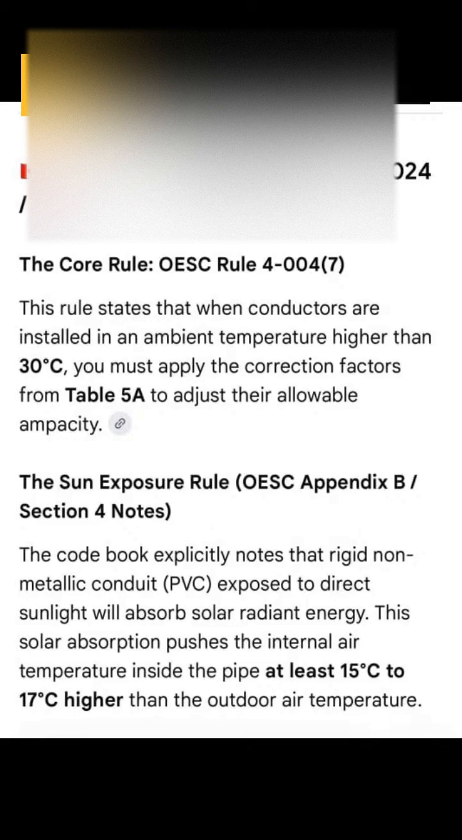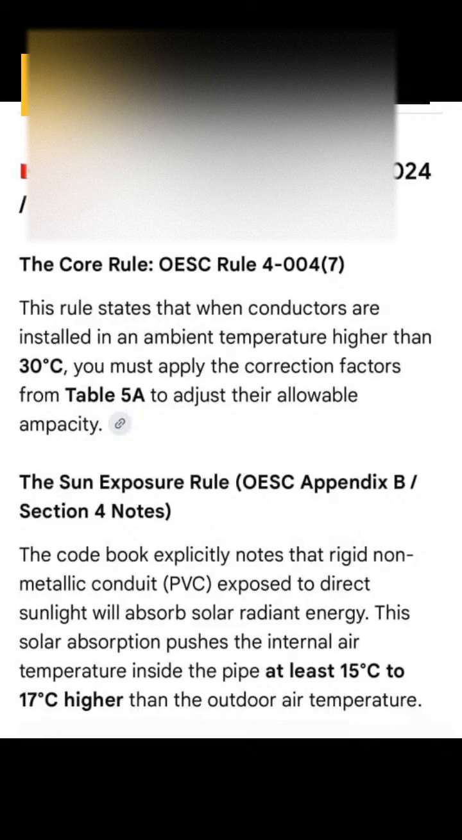So this is another chart here. This is the Canadian rules, the Canadian Core Rules, OESC Rule 4-004. It says this rule states that when conductors are installed in an ambient temperature higher than 30 degrees Celsius, you must apply the correction factors from Table 5A to adjust their allowable ampacity.